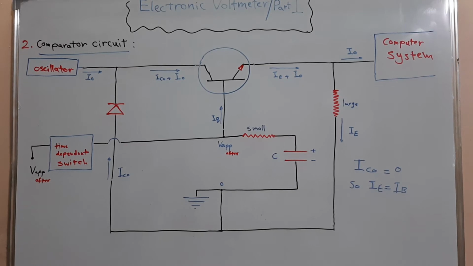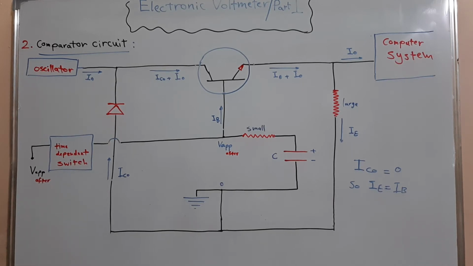Now the second part of the electronic voltmeter is the comparator circuit. As you see in this figure, the comparator circuit is composed of an NPN transistor, which will act like a switch. The commonly used electronic voltmeter contains operational amplifiers, but I used an NPN transistor to show variety in the design.